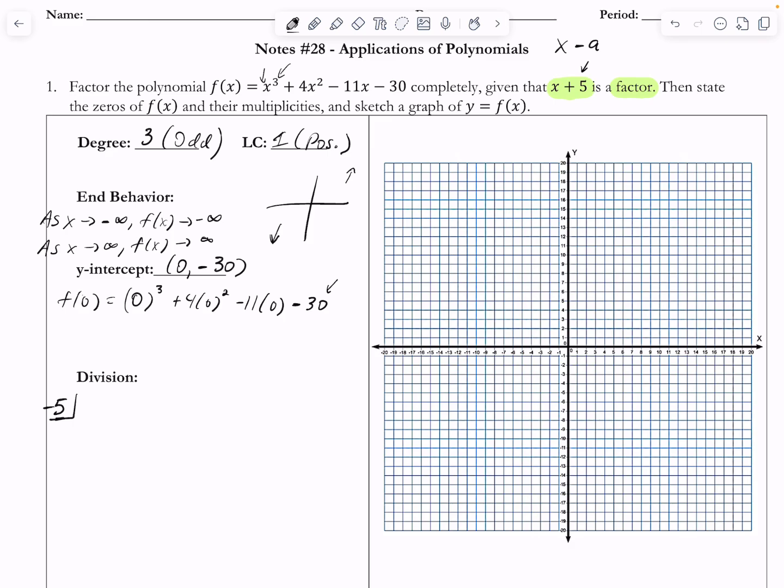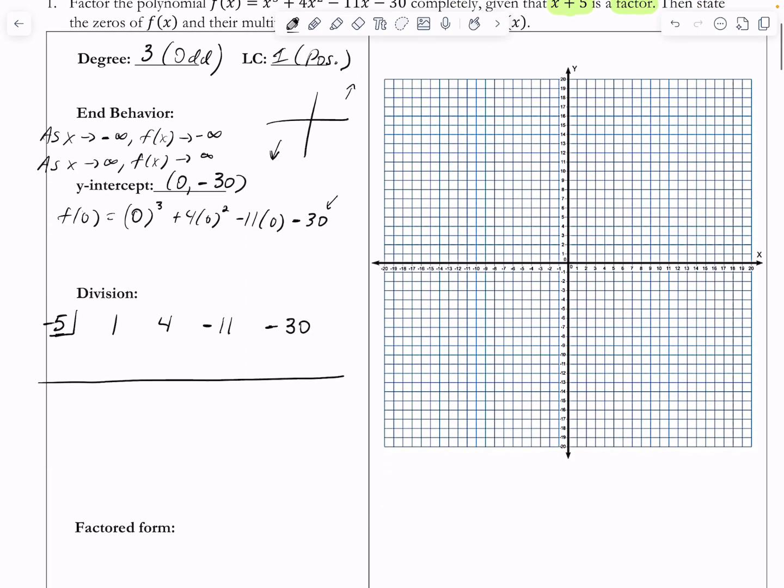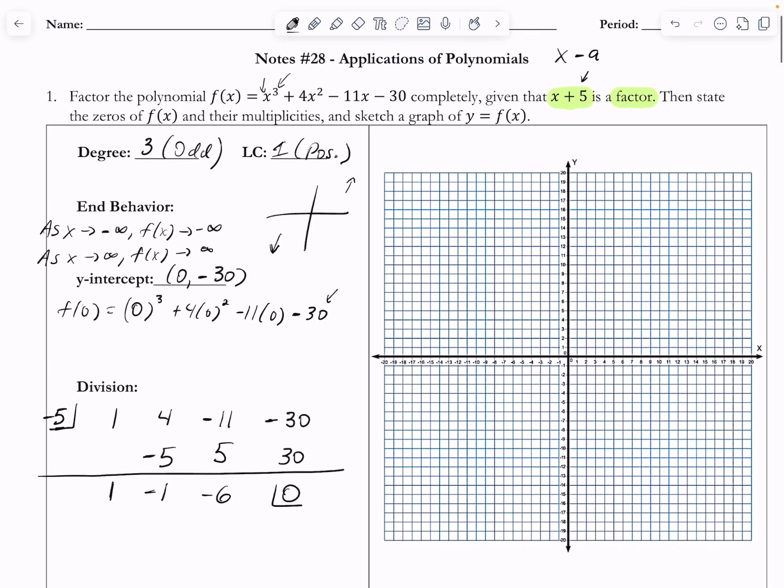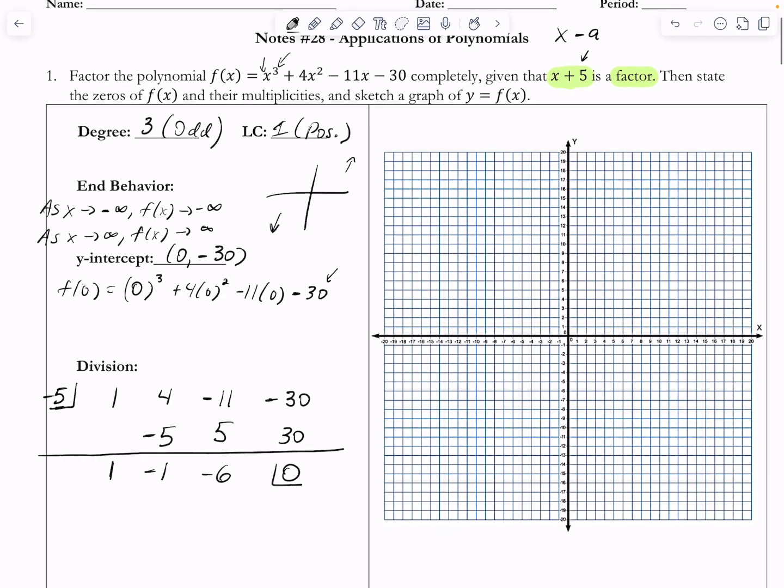Then write down the coefficients from the original function. So that's 1, 4, negative 11, and negative 30. All right, so doing our synthetic division, bring down the 1, multiply by the number in the corner. We're going to add, repeat the process. And then here is going to be negative 6 times negative 5 is positive 30. And you should not be surprised that we got 0, right? When they tell you that x plus 5 is a factor, you can guarantee that you're going to get 0 as the remainder.